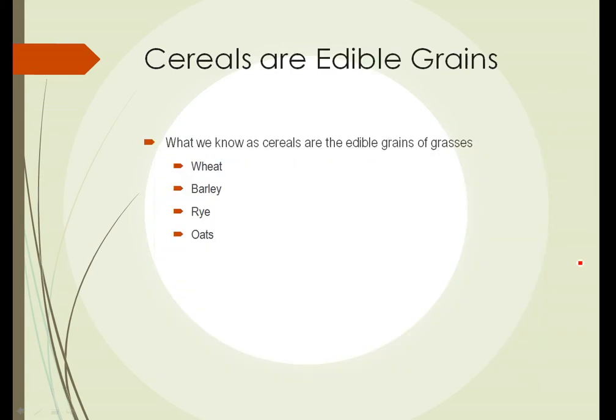The cereals are edible grains. So they're the edible grains of the grasses. Wheat, barley, rye, oats are also included in that group. Now, technically, the seeds of all grasses are edible. It just so happens that these are among the largest seeds and also the most palatable seeds to humans.